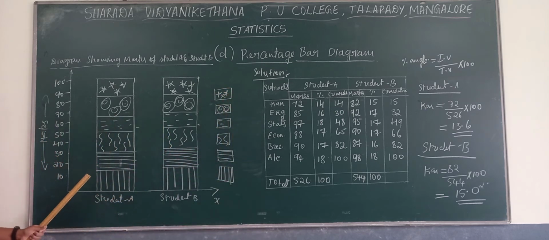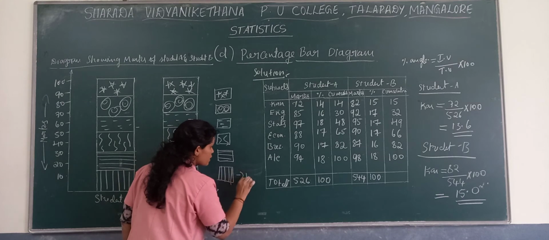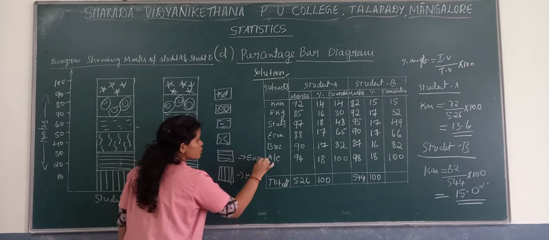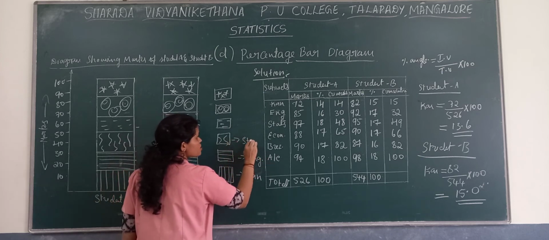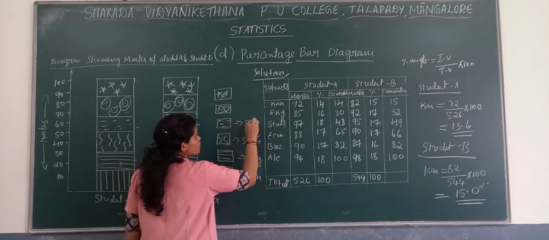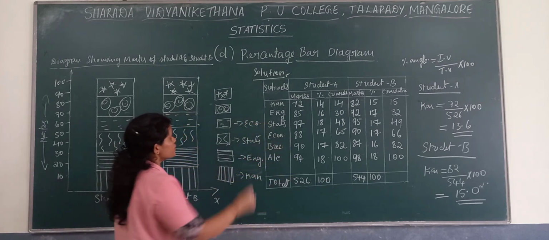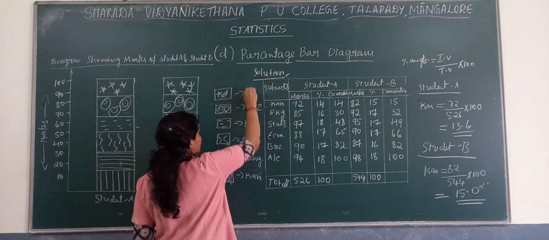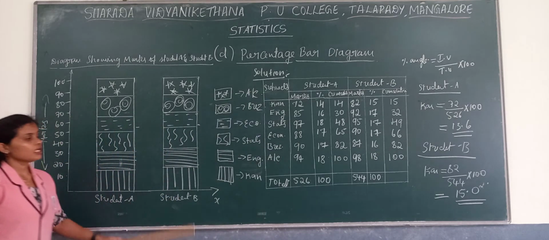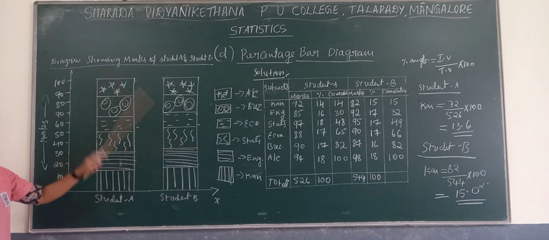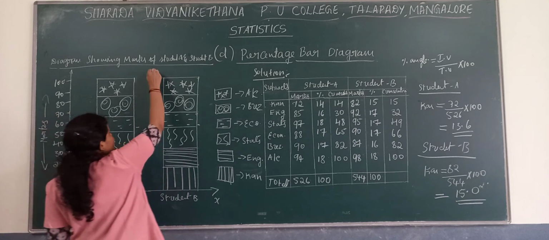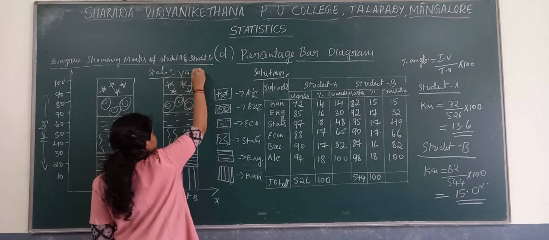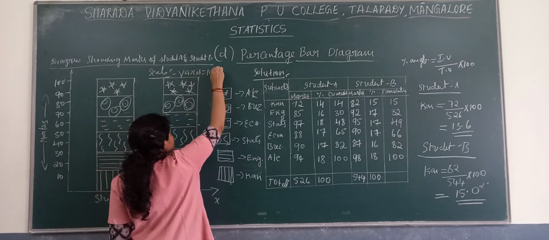Now firstly what did we represent? Firstly we represented Kannada, then English, then stats, then economics, then comes business, and the last one is accounts. So with this we completed the percentage bar diagram. We did not write the scale here. Scale: y-axis is equal to 1 centimeter.